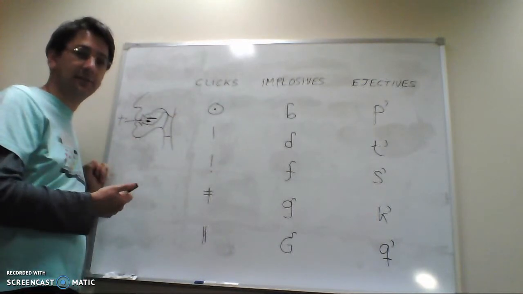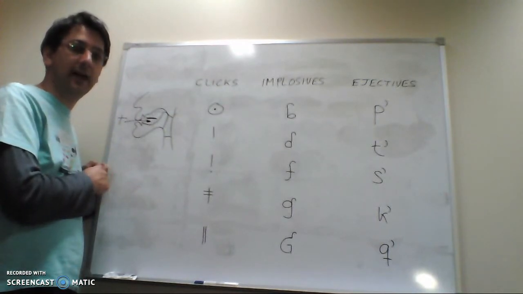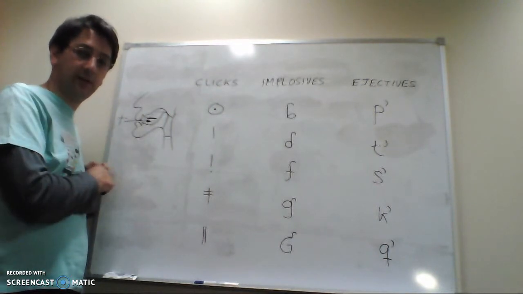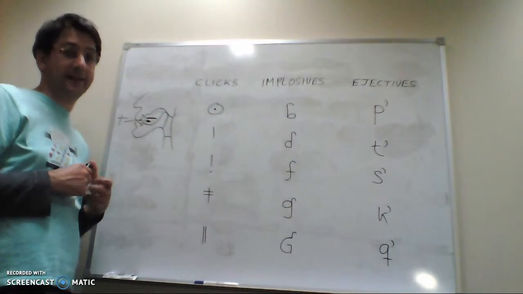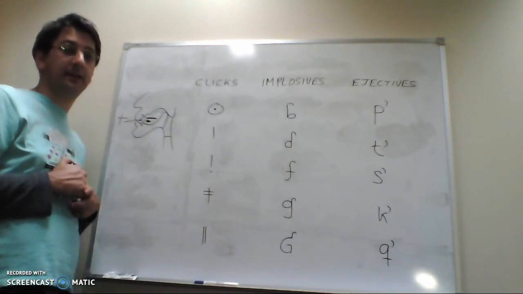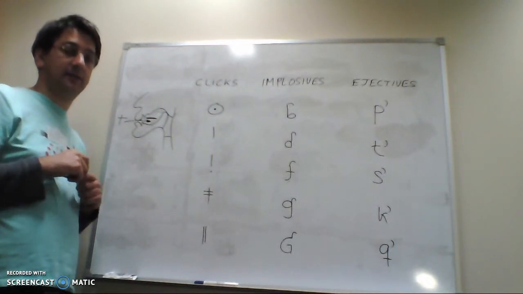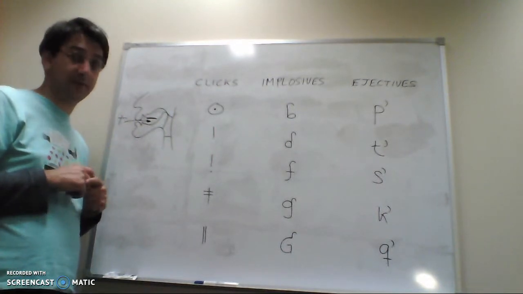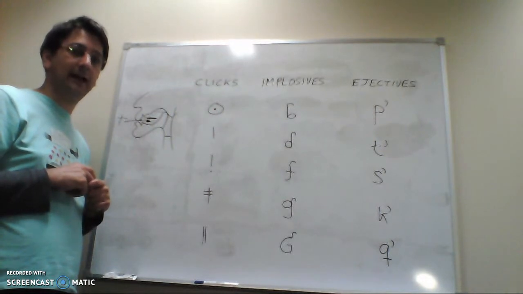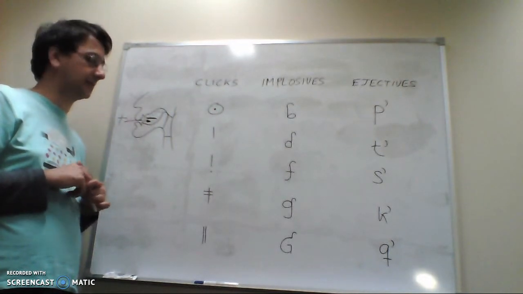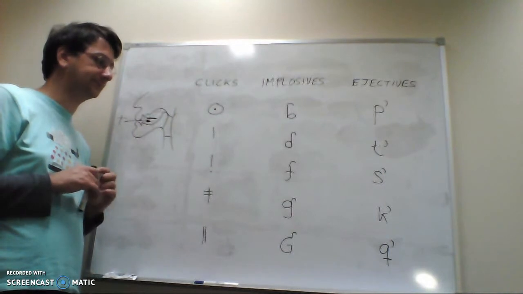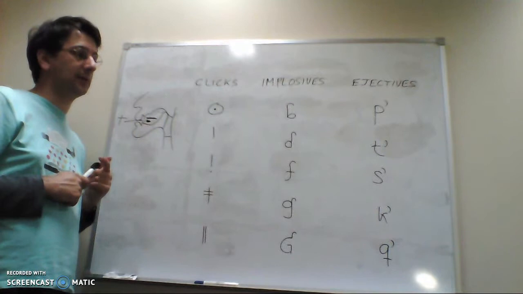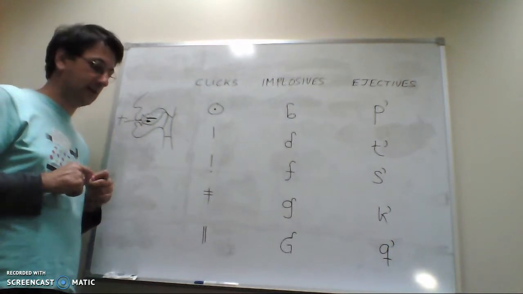Like for the rest of the laterals, you can have a wider channel in one of the laterals. So usually if you're right-handed, it is the right lateral where you have more airflow. Together with a vowel, it sounds like aka, aka. Okay. All right. And now let's talk about the implosives and the ejectives.